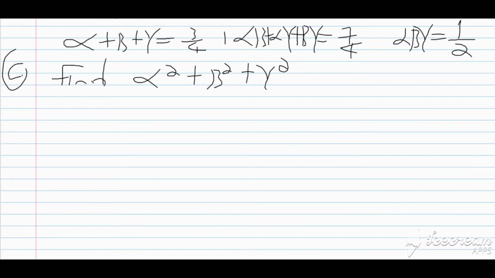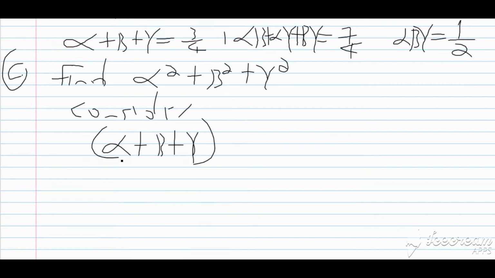Now here's our next scenario where we want to find alpha squared plus beta squared plus gamma squared. And we dealt with this in the previous video when we had the symmetry of roots of quadratic equations. All right, so we're just going to move right into it. So we're going to consider alpha plus beta plus gamma all squared.